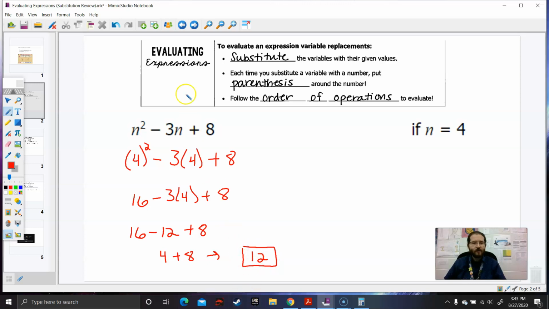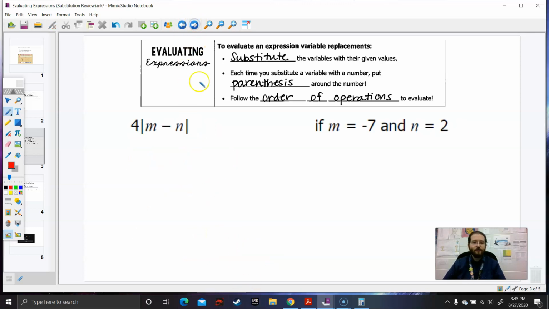All right, let's take a look at our next one. We have, remember, an absolute value. So anything that happens inside of that, because that's a group, this one's going to be positive. We're going to do the same thing. So 4, absolute value, negative 7 minus 2. All right, so negative 7 minus 2, right? We want to do keep, change, change.